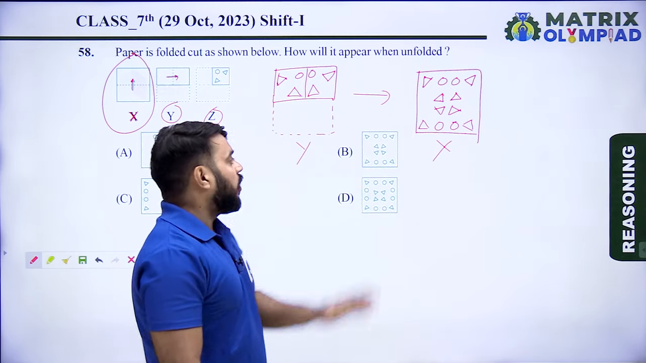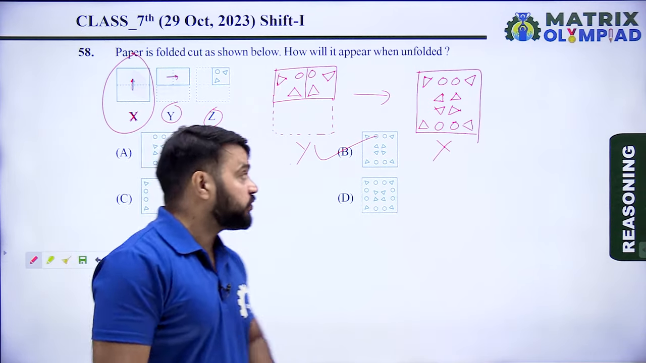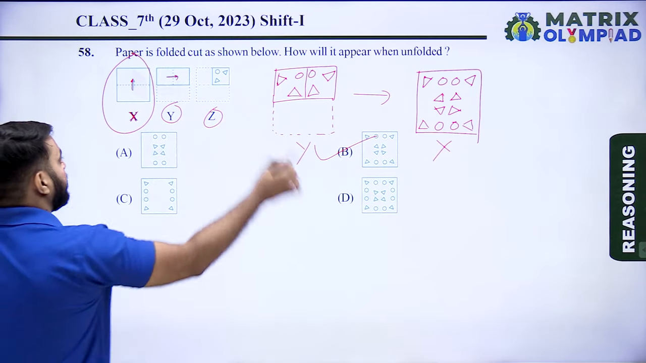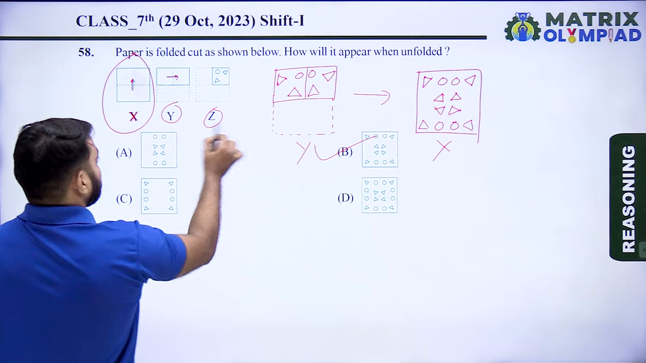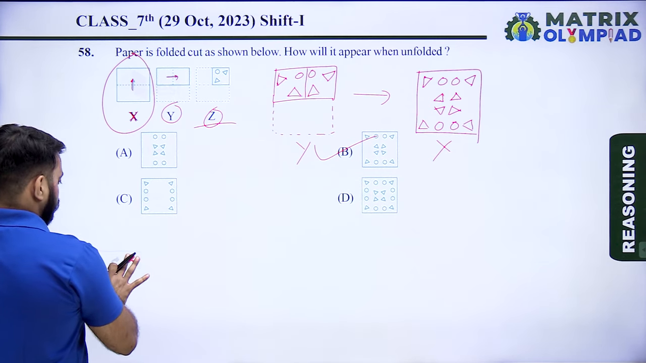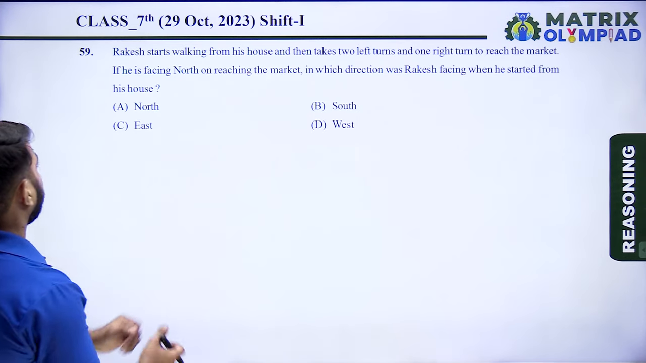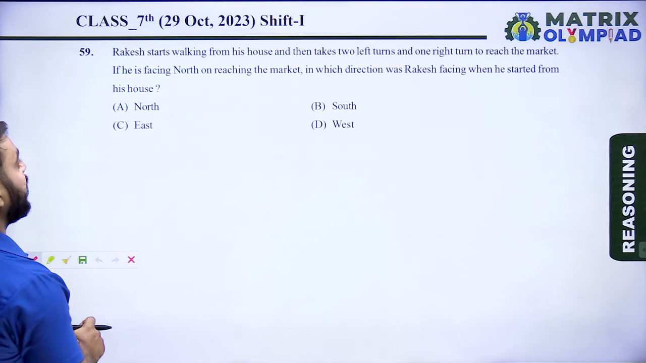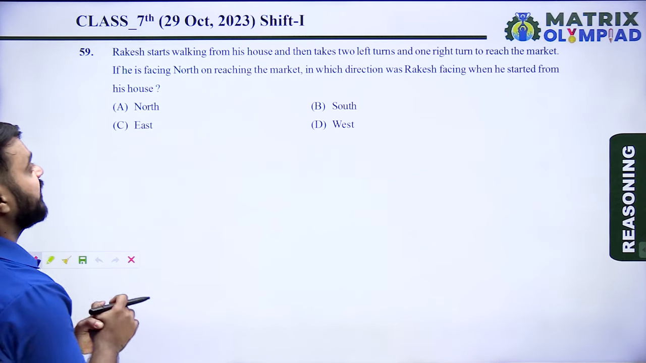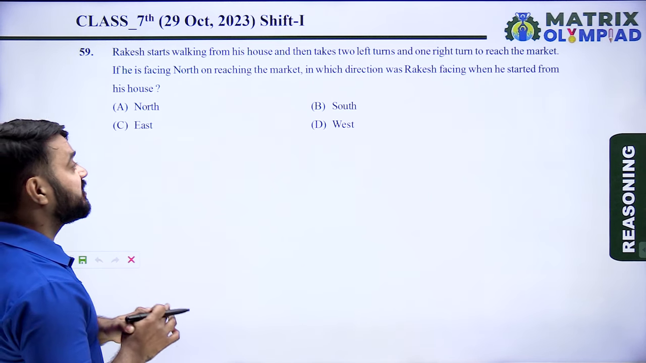So here option B is the correct answer, because option B shows the correct unfolded paper of the figure Z. So the right answer is option B. Let's move on to the next question. Next question is question number 59. Rakesh starts walking from his house and then takes two left turns and one right turn to reach the market.